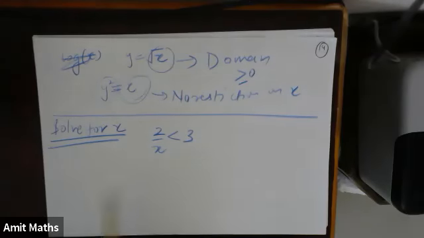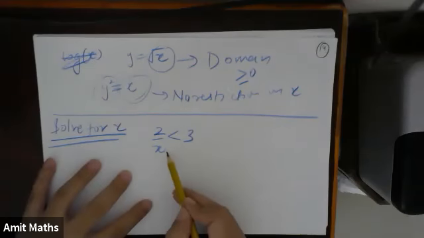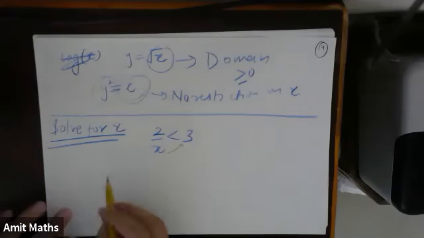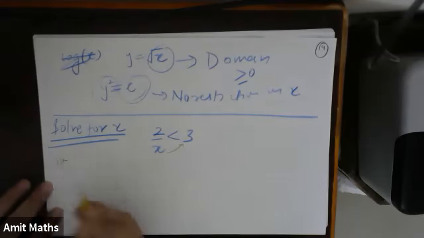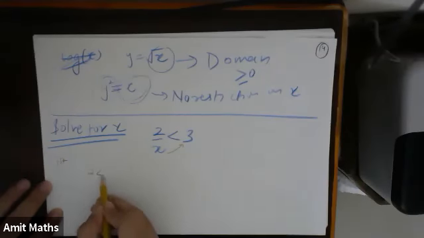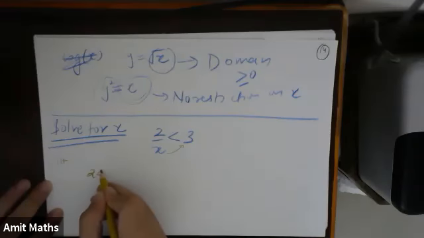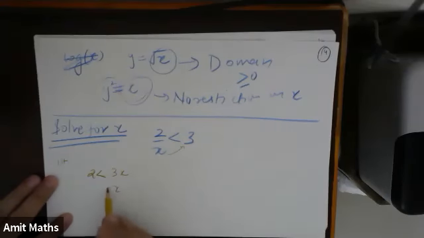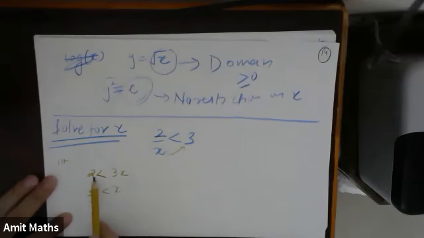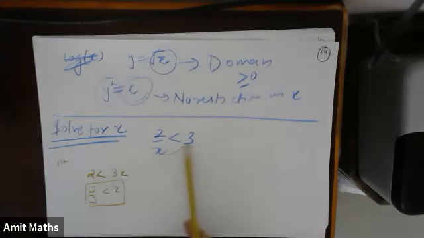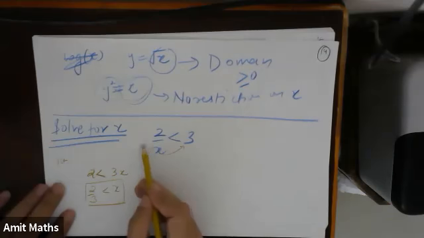Now, what some of you must have done is cross multiply x to the other side. When we cross multiply x to the other side, this becomes 2 is less than 3x. Then you have done x should be greater than 2 by 3. So you must have got a solution something like this.